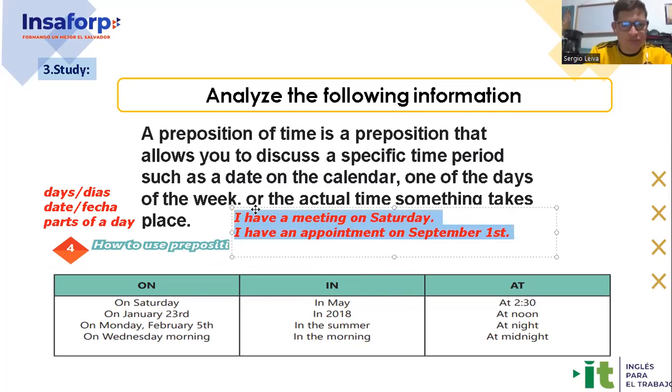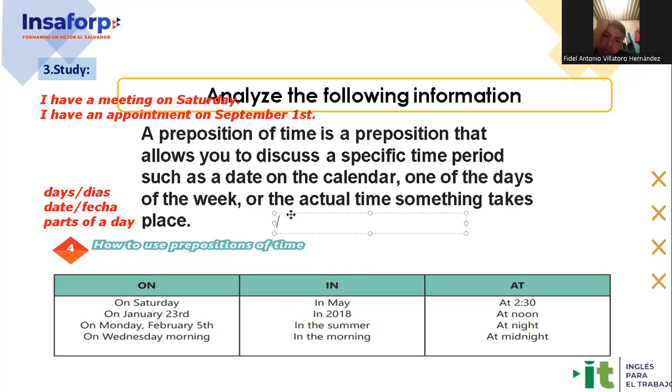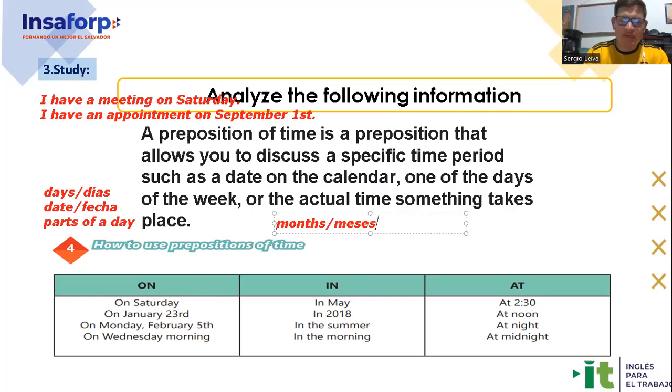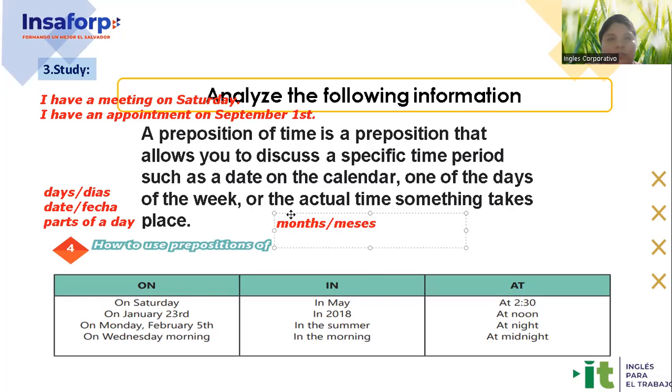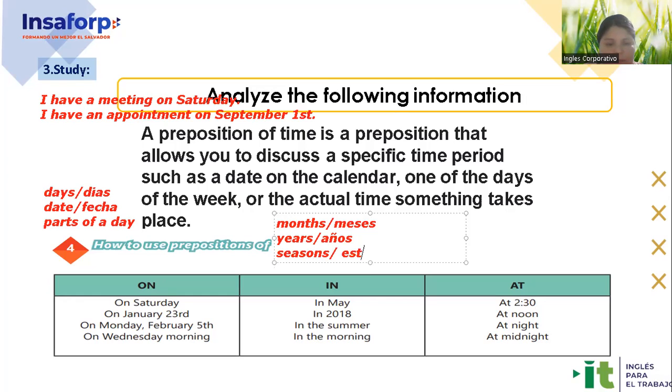Vamos a quitar este ejemplo. O lo voy a dejar por aquí arriba. In. Year, season. Exacto. Years. Empezamos con el primero. In May. May, ¿qué es May? What is May? Mayo. Entonces me está indicando qué cosa. Mes sin especificar día. Meses. Quiere decir que in lo utilizo con meses. ¿Con qué más? ¿Qué sigue? Año. Years. Años. Ok. ¿Qué sigue después? Seasons. Miren, también con estaciones del año.